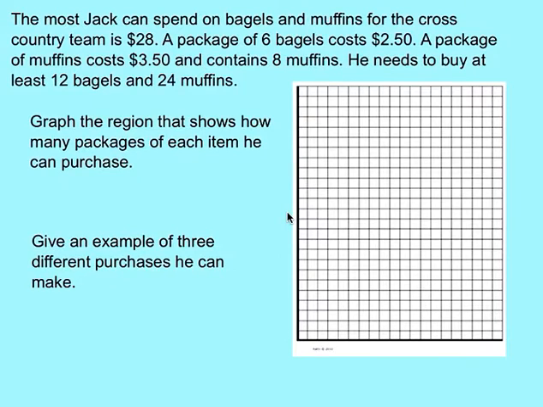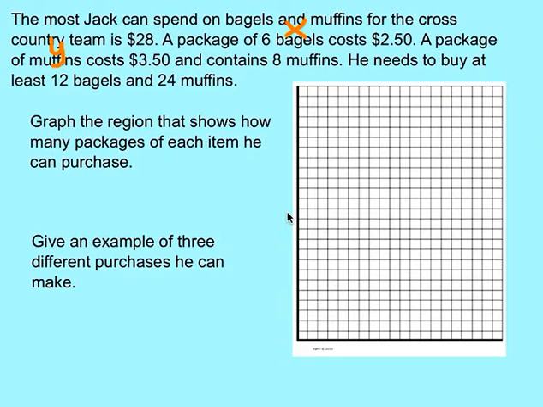So this is a word problem. It seems scary, but it's actually not so bad. It says the most Jack can spend on bagels and muffins for the cross-country team is $28. A package of 6 bagels, so I'm going to let X represent bagels, costs $2.50. A package of muffins, I'm going to call that Y, costs $3.50 and contains 8 muffins. He needs to buy at least 12 bagels and 24 muffins.